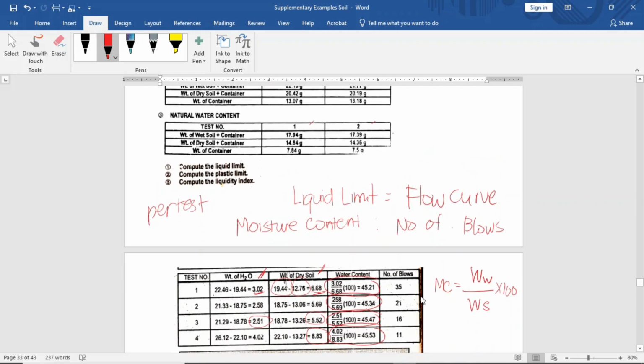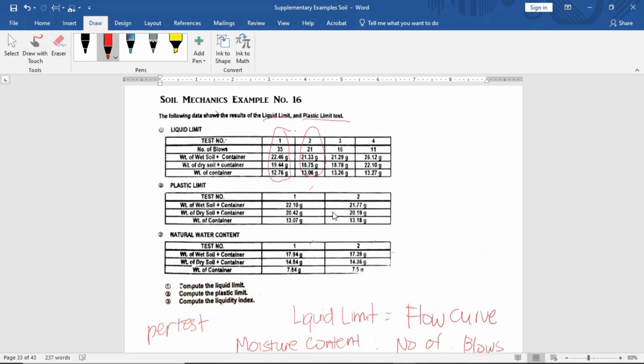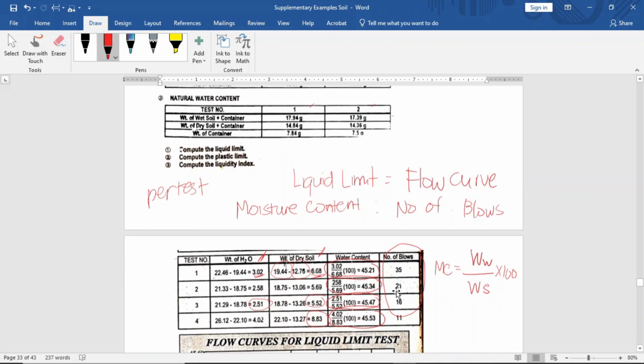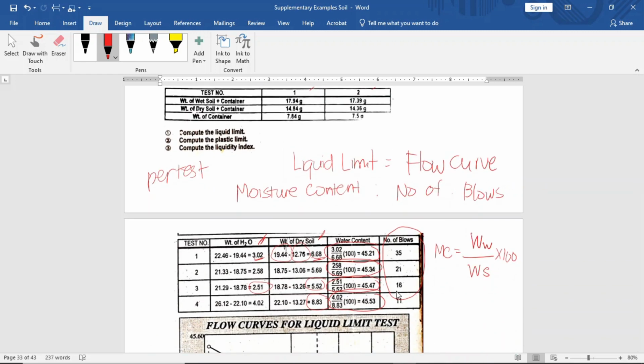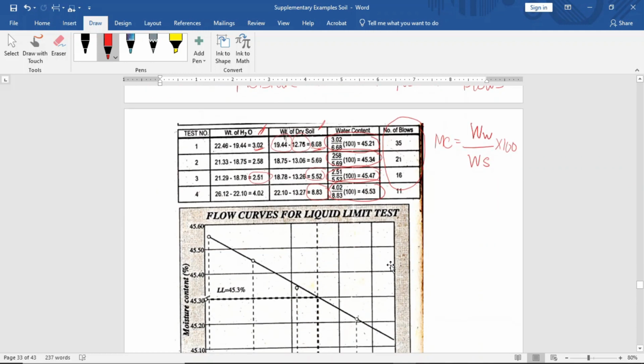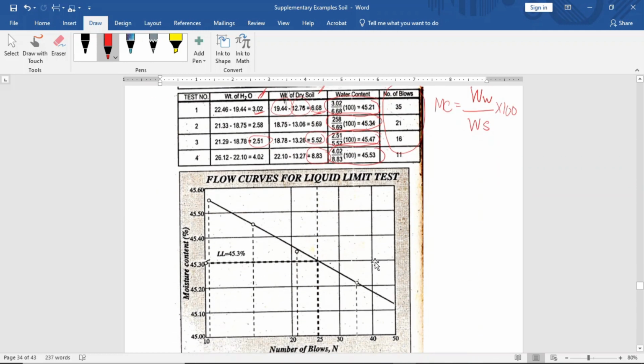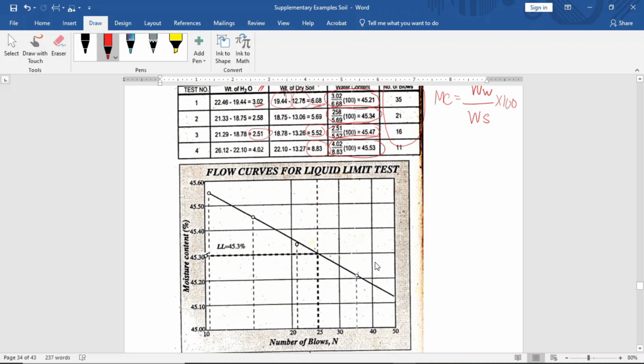Saan ba nakuha ito? Yung number of blows, sir. Nakuha po yan dito. Given po yung number of blows natin. Ito po yung number of blows natin. Given po yan. So, for test 1, meron tayong 35 blows. For test 2, 21 blows. For test 3, 16. And for test 4 is 11. So, katulad nga kanina, turn up lang natin yung sa liquid limit natin. So, in the y-axis, moisture content, and the x-axis is the number of blows.